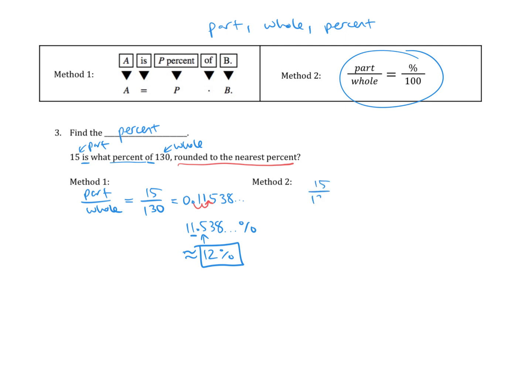I would start with 15 over 130, just like in the other method, and then I do equals, since the percent is on top, I put x, because that's what I'm finding, over 100. And then a quick trick to solve this is to multiply the diagonal numbers and divide by the other number. So I'm going to do 15 times 100 divided by 130, and that gives me about 11.538, and then I still need to round to the nearest percent, so again, about 12%.